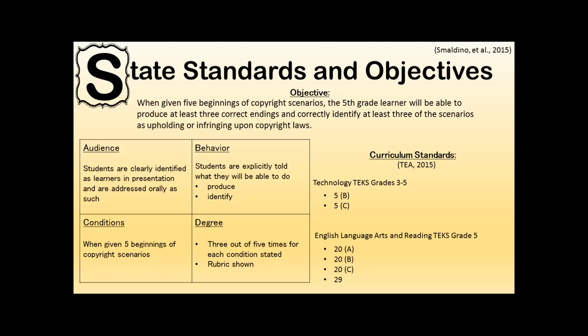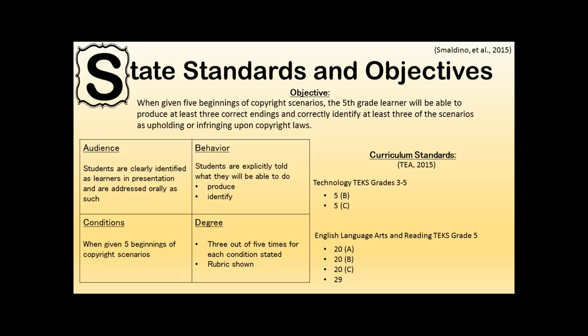Many 5th grade English language arts and reading TEKS are also met, including 20A, 20B, and 20C, which state that the student is expected to use conventions while speaking and writing, including subjects and predicates and specific parts of speech, and ELAR TEK 29 that states students will work productively in teams and participate in student-led discussions. According to the Assure model, when stating an objective, the ABCD format is used.